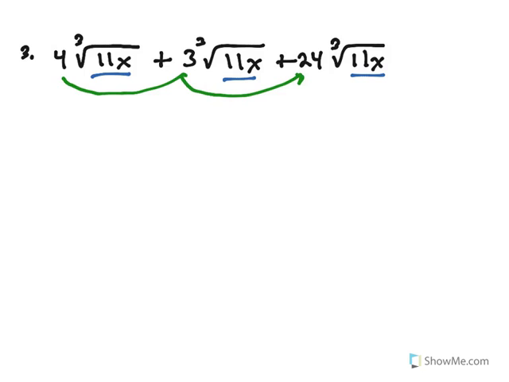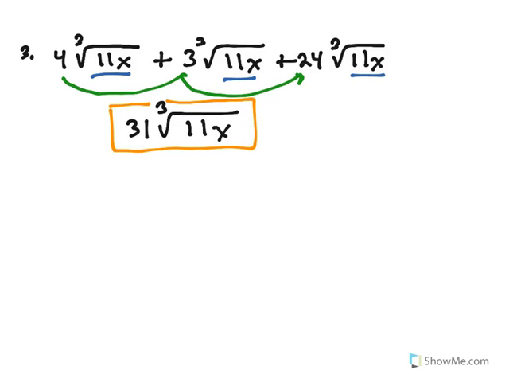Also notice that the index of the cube root here is the same. So what we're going to do is add 4 plus 3 plus 24. And when you do that, you're going to get 31. And that would be the answer for that one. So that was pretty straightforward, right? Now, what if you get this?